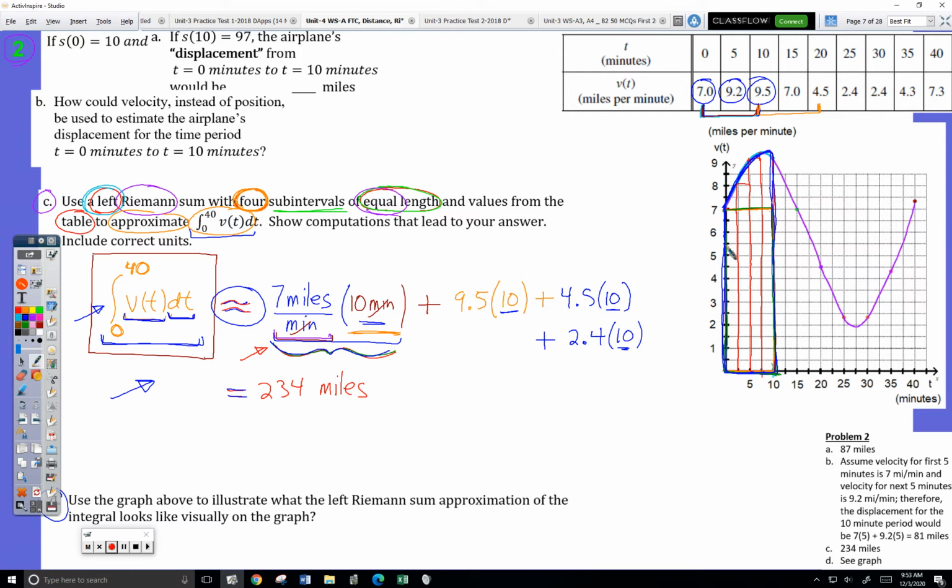Any questions about what we're looking at? It's important that you can visualize it. The visualization is not just, hey, this is kind of cool. You'll be tested on it. So make sure that makes sense.